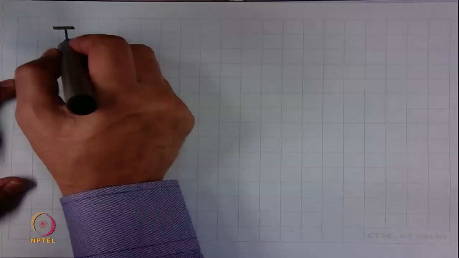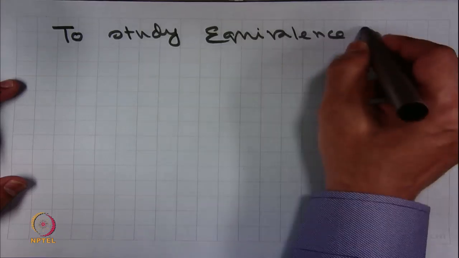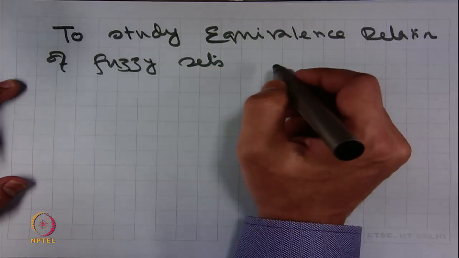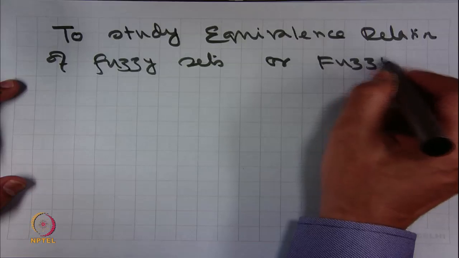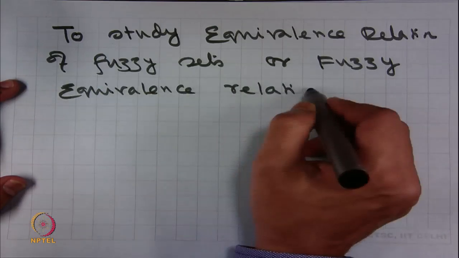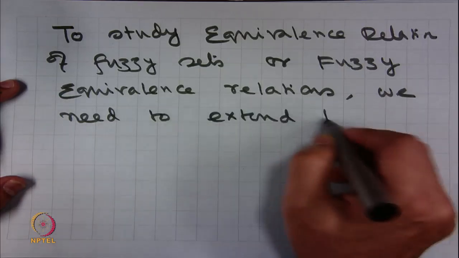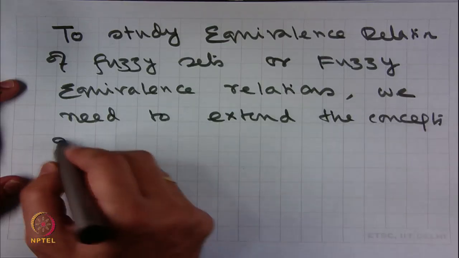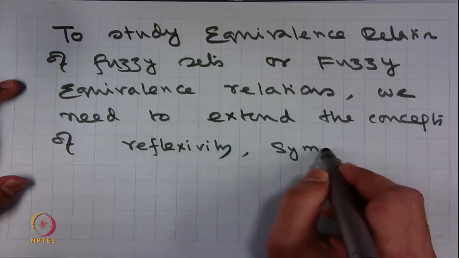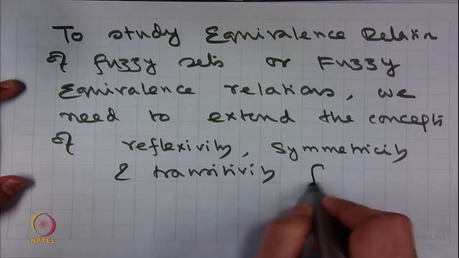Now, to study equivalence relations on fuzzy sets, or fuzzy equivalence relations, we need to extend the concepts of the three properties, reflexivity, symmetricity and transitivity, for fuzzy relations.